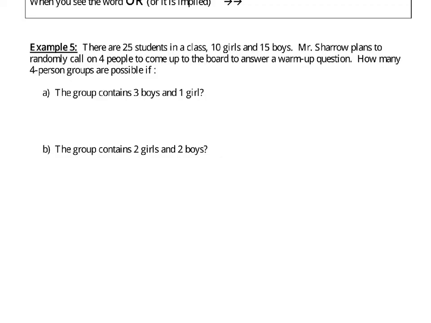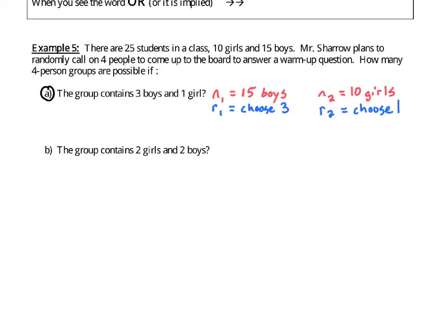So let's suppose that there are 25 students in a classroom, 10 girls and 15 boys. I'm going to randomly call on 4 people to come up to the board to answer a warm-up question. How many different 4-person groups are possible if we have to meet the following conditions? In part A, every group of 4 must contain 3 boys and 1 girl.